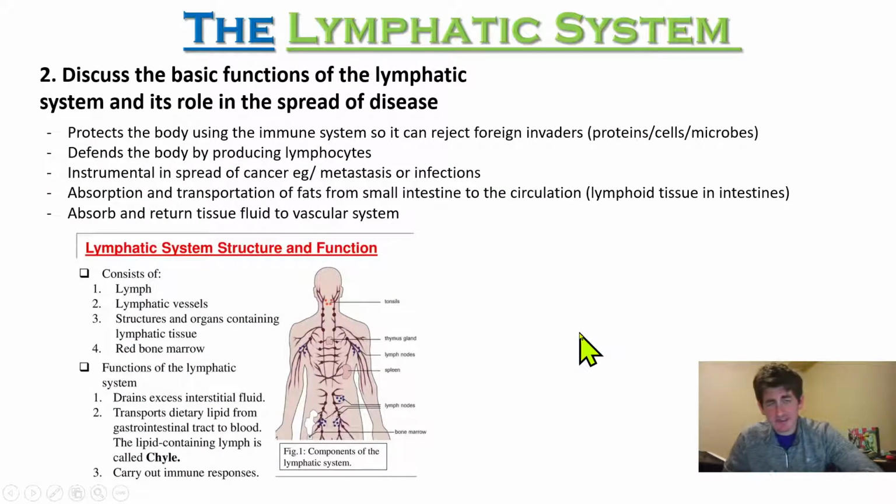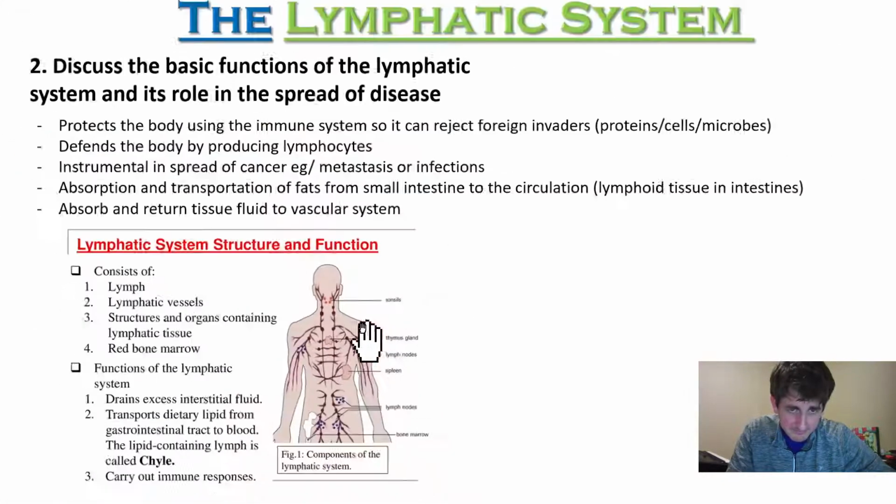So what's the basic function of the lymphatic system and its role in the spread of disease? So the lymphatic system protects the body using the immune system so that it can reject foreign invaders. And it defends the body by producing our lymphocytes in the bone marrow. Instrumental in spread of cancer as well, metastases or infection spread. Absorption and transportation of fats from small intestine to circulation, that's that MALT tissue, lymphoid tissue in the intestines, and absorb and return tissue fluid, interstitial fluid to the vascular system.